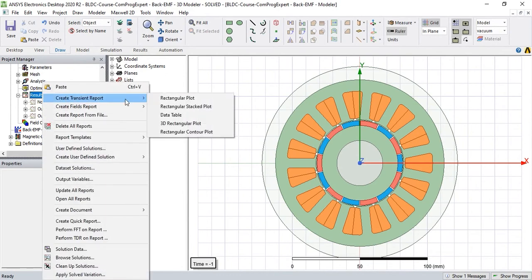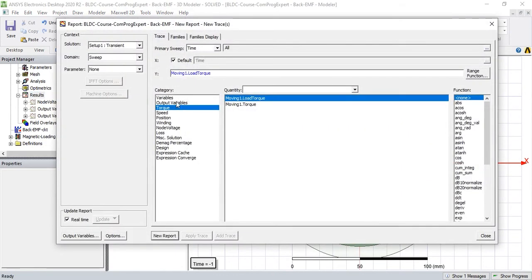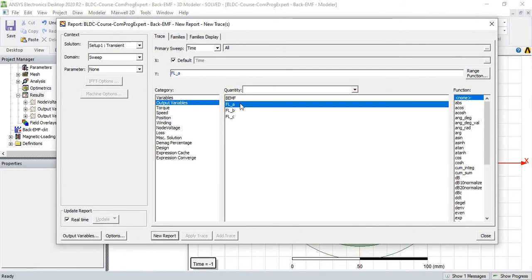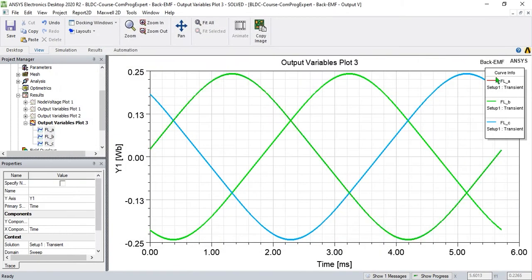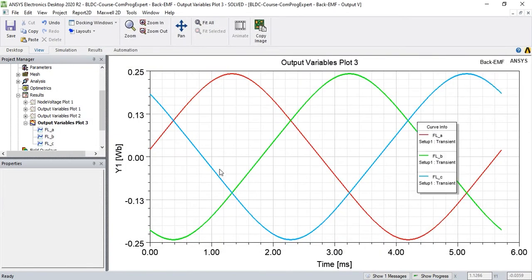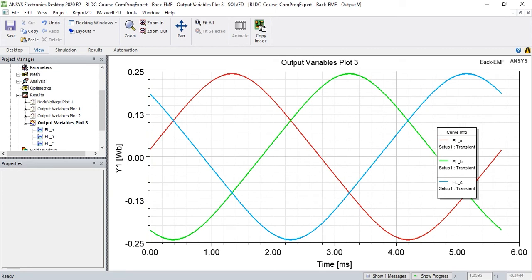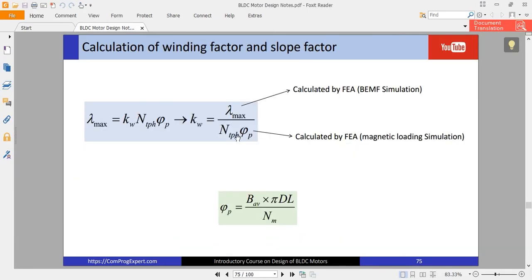So I'm going to report a rectangular plot from output variables. I select flux linkage of phase A, phase B, and phase C. New report. You can see the flux linkage curves, right? So what is this value? It is the maximum flux linkage calculated by FEA.